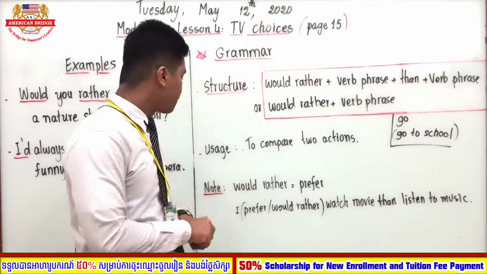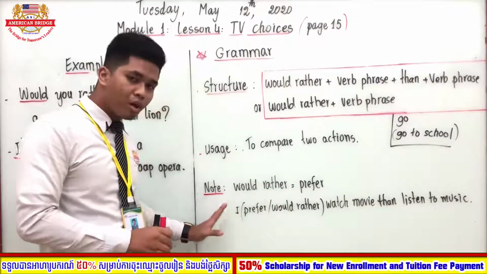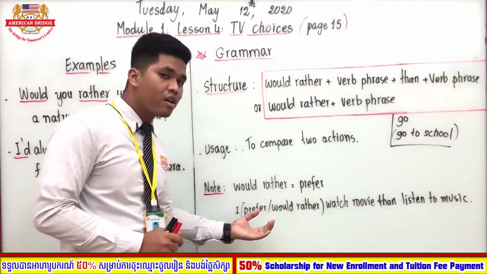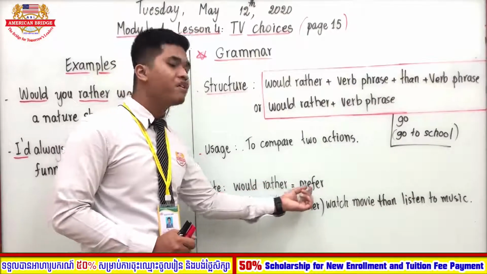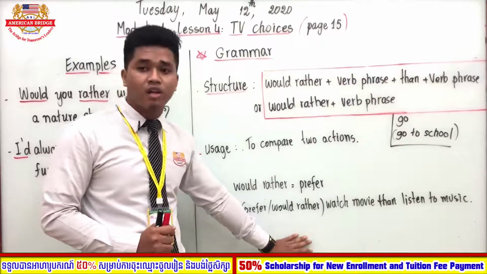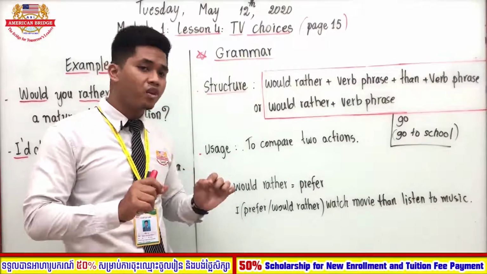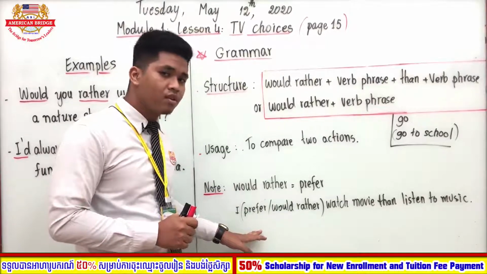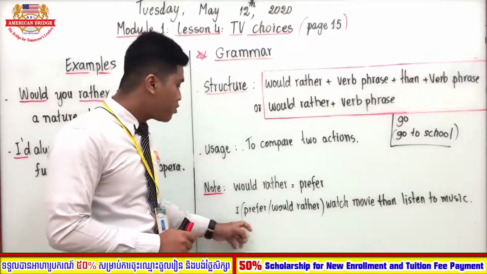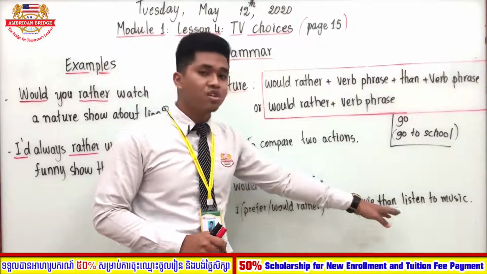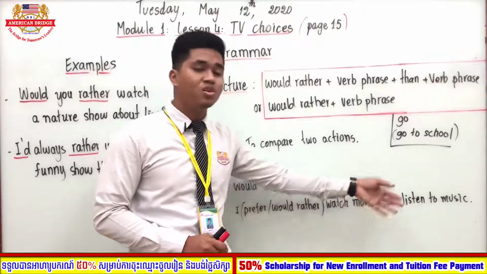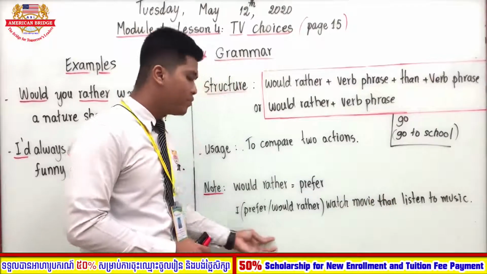Okay, sure. So now one thing you should remember is very simple. As I told you, the word would rather has the same meaning as prefer. In this example here, I put the word prefer and would rather together because they are the same. You can use both of these. It's no problem. It's okay. You can use them in the same way. Here, I prefer watching movies to listening to music. Or you can say, I would rather watch a movie than listen to music. It is the same meaning.